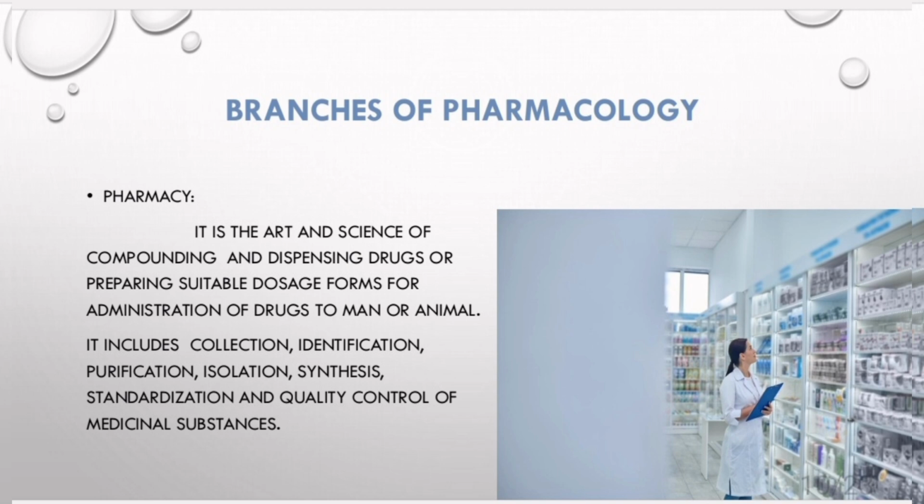Pharmacy, it is the art and science of compounding and dispensing drugs or preparing suitable dosage forms for administration of drugs to man or animals. It includes collection, identification, purification, isolation, synthesis, standardization, and quality control of medicinal substances. So basically, pharmacy is the science and practice of preparing, storing, and dispensing medicines. It also includes researching, producing and reviewing of medicines. The ultimate goal of pharmacy is to ensure that the medicines are safe, effective, as well as affordable.